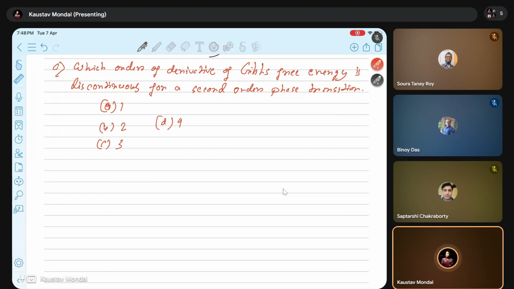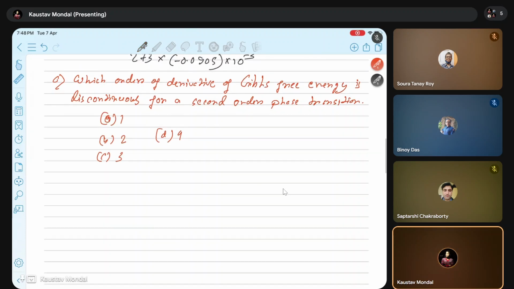So we know that for a second order phase transition, the second order derivative of Gibbs free energy needs to be discontinuous, right? So the entropy, volume, all those quantities which can be expressed as a second derivative of Gibbs free energy, those quantities show discontinuity. Okay, so the correct option would be option B.